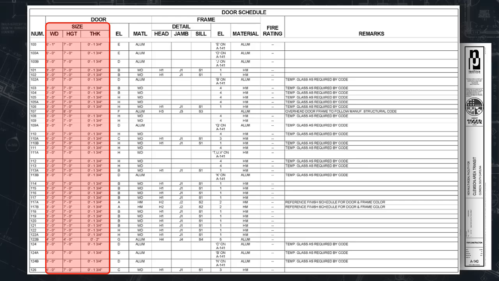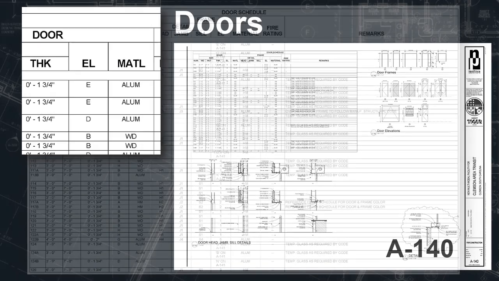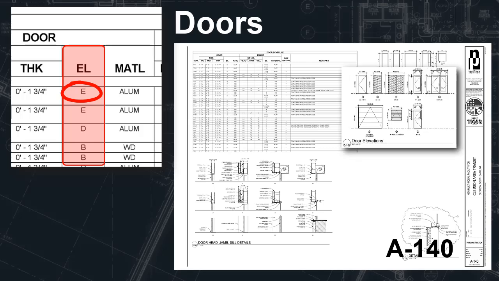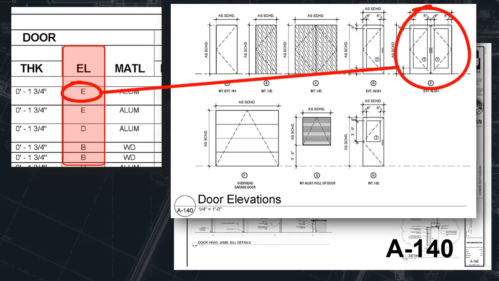Now we've gone over the height and the width and everything for the door, but there's this extra element that they've added. It's called EL. So what's an EL column? Well, it turns out here that it's an elevation, and it has a letter that corresponds to an elevation of the door. So you can actually see what it looks like. And that elevation happens to be on the same page.